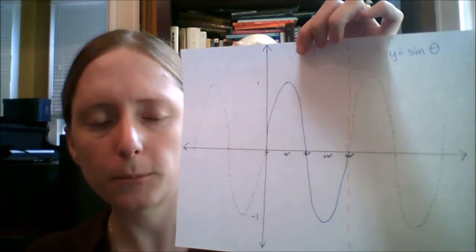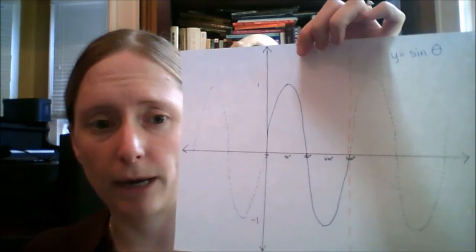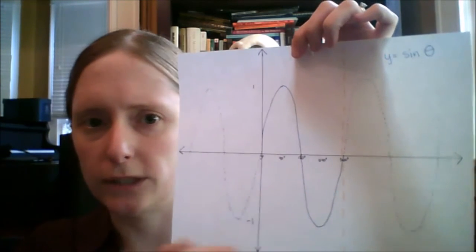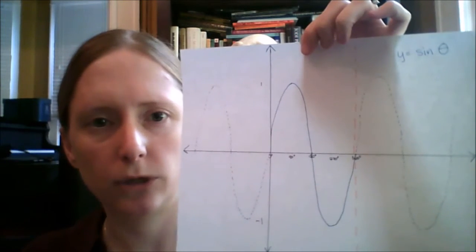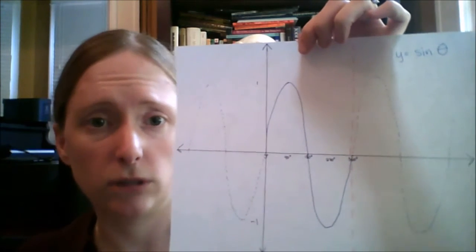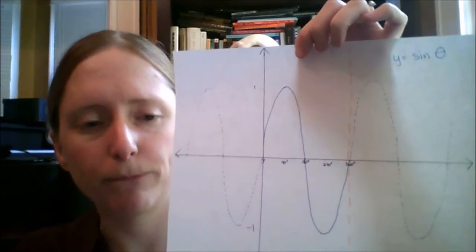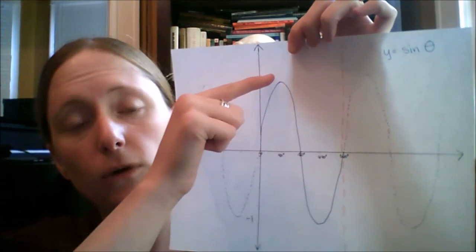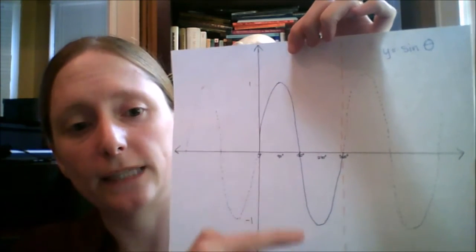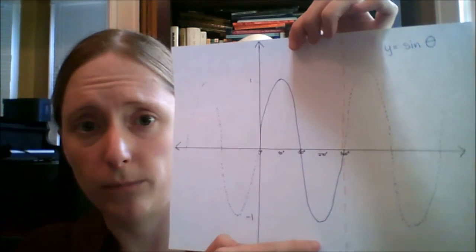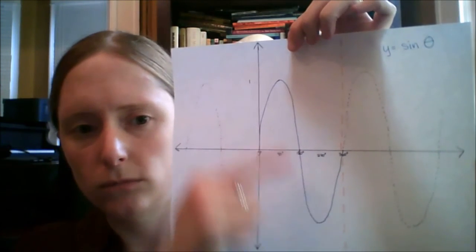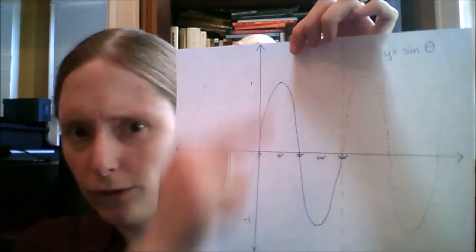and then each 360 degrees beyond that, it's going to keep repeating. We can also talk about how high up and how low down it goes. That's called the amplitude. So for a basic y equals sine theta graph like this one, we see it goes up to a maximum of 1 and then down to a minimum of -1. So it goes a total of 2, right?